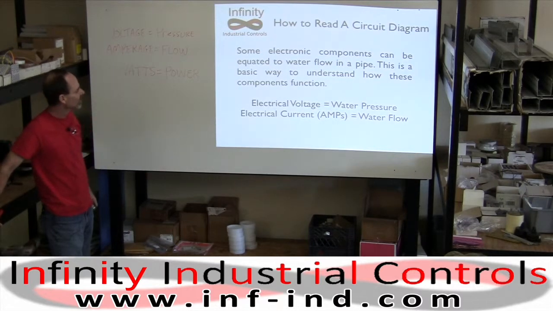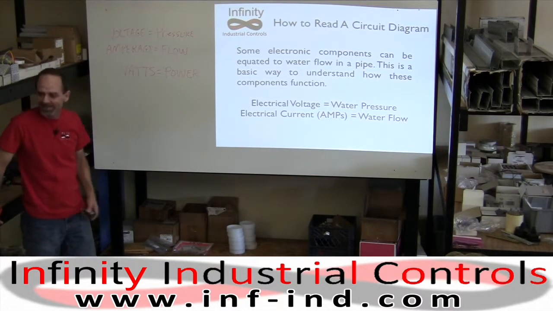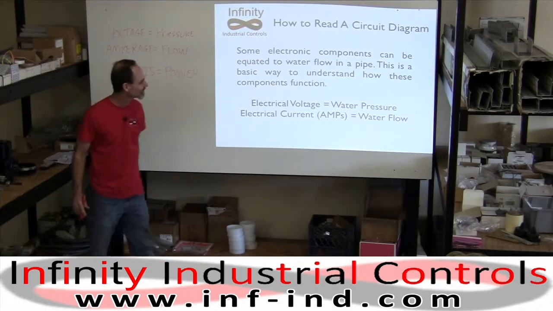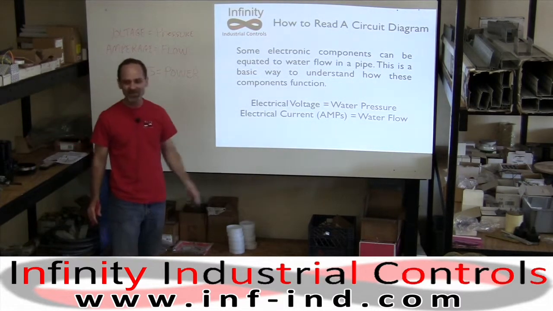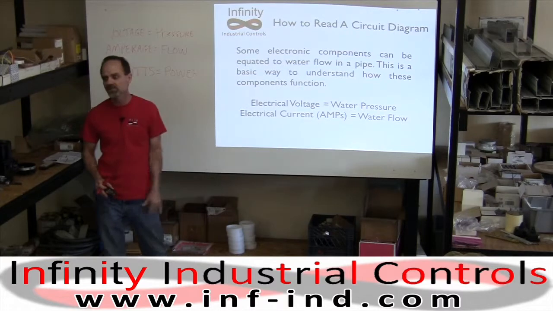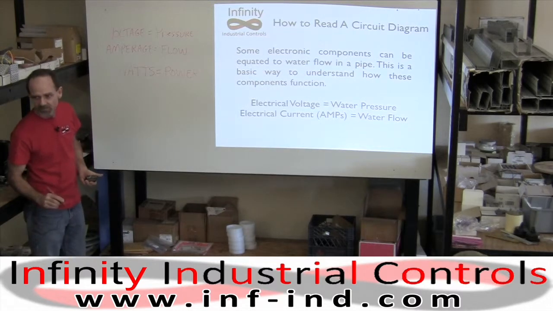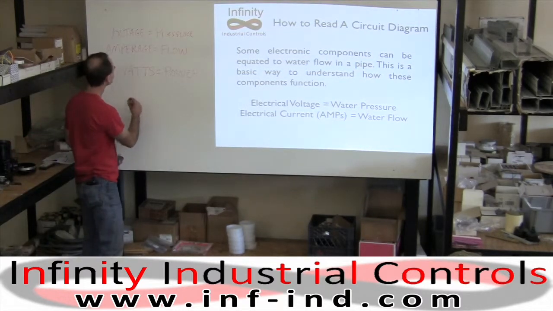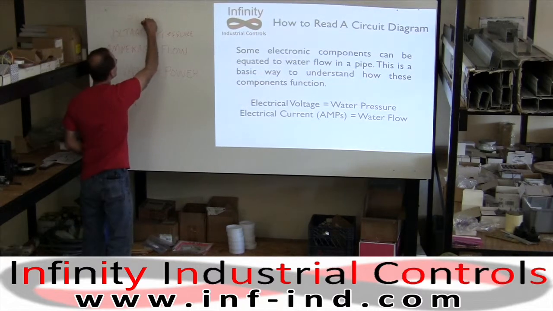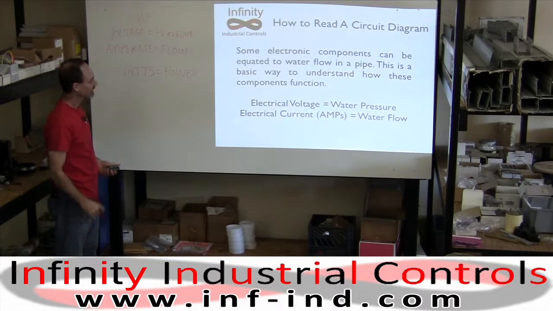Some electrical components can be equated to water flow in a pipe. This is a basic way to understand how these components function. So we got electrical voltage is water pressure. Electrical current is amps, water flow. You also see voltage many times, and the symbol they use is often E. That's short for electromotive force, which is the electrical pressure that gives you the potential.